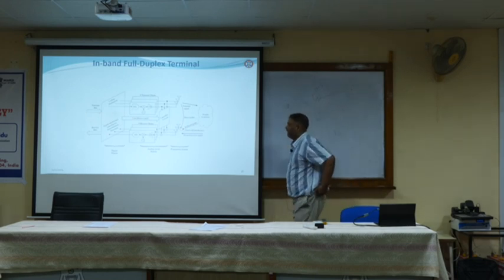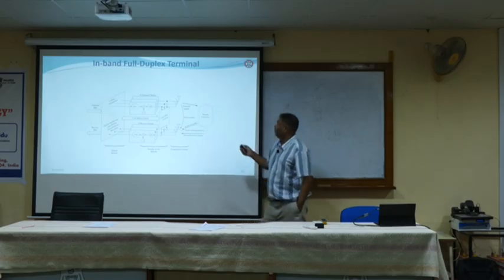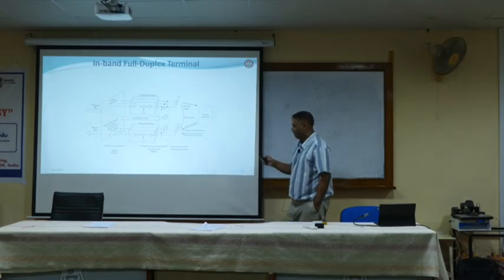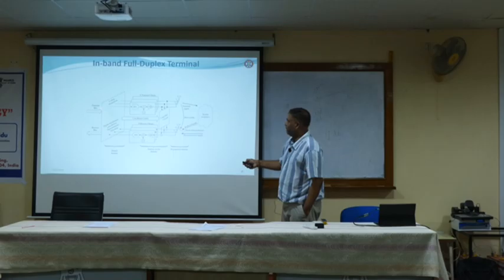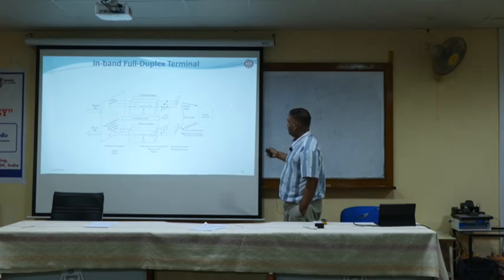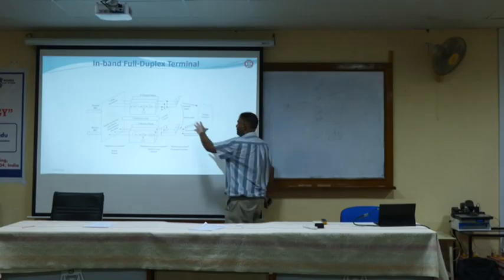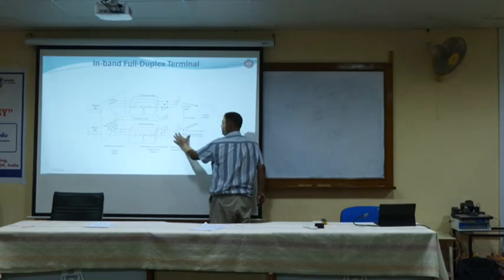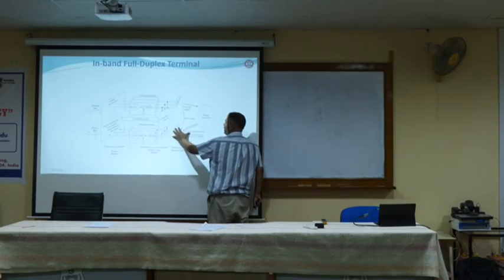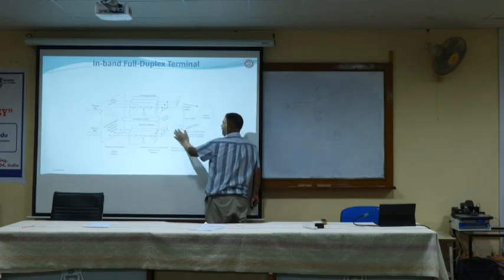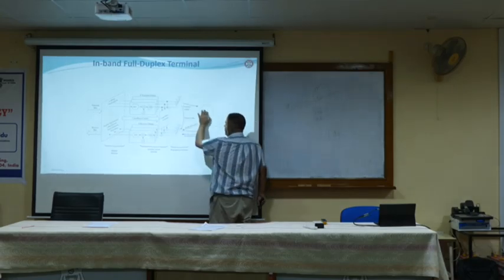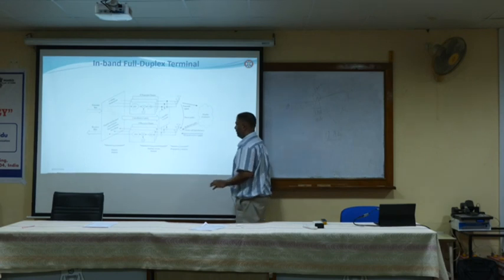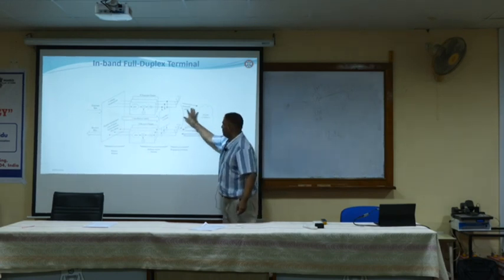Anyway, here is an in-band full duplex terminal. You can see the transmitted data going here, and it is transmitted to some users. The transmitted signal is also received by your own receiver. There will be a direct path coming here, and also some reflected path. So we need to cancel everything together.